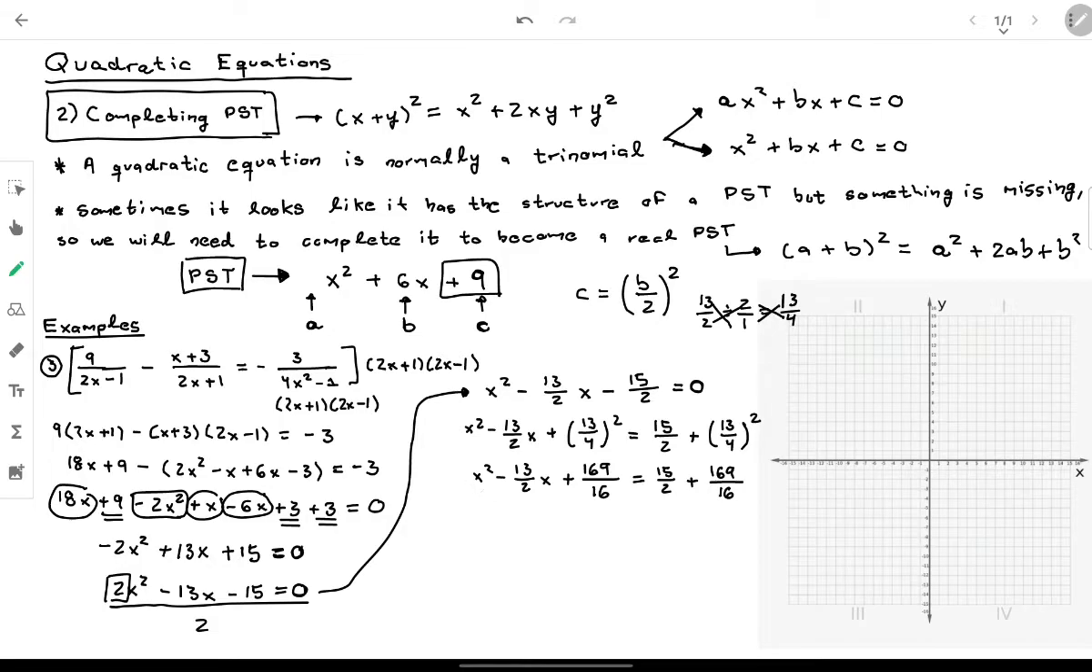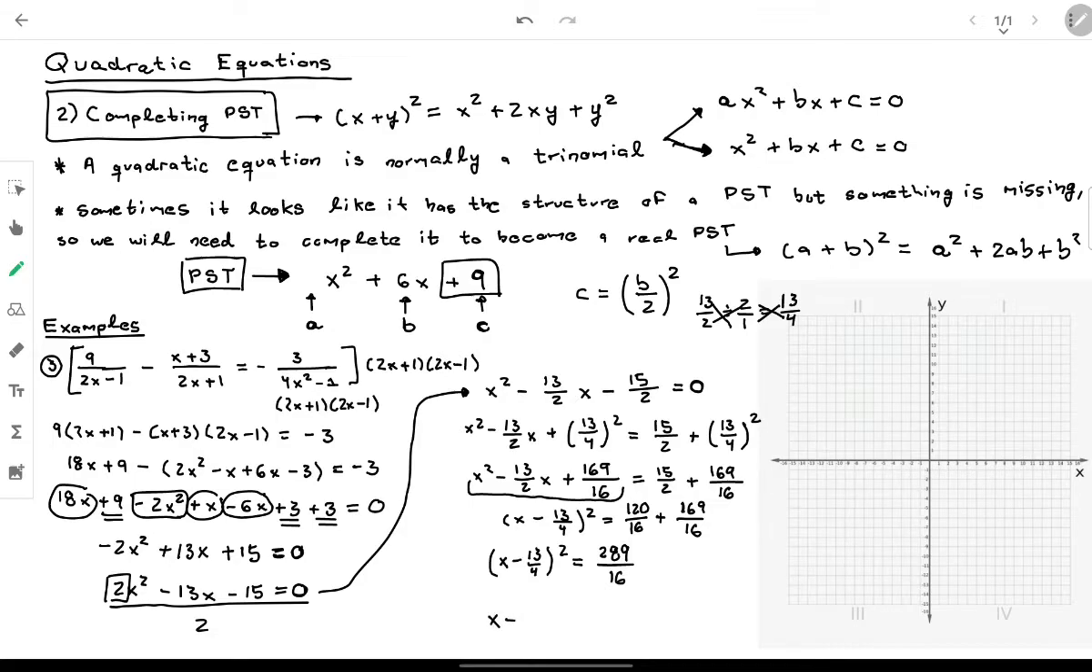What happens next? Of course, this one is a perfect square trinomial, so it's going to be x minus 13 quarters, all of it squared. And on the other side, we need to have 16s to be able to add them. The second one is already 16. The first one, we need to multiply by 8. So 15 times 8 is 120. So it's going to be x minus 13 quarters, all of it squared, equals 289 divided by 16.